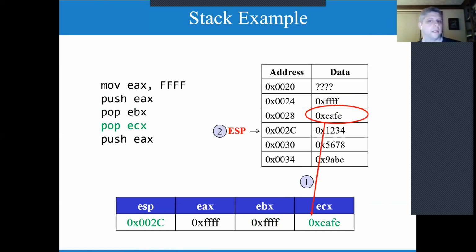And that's what happens here. The stack goes down. Remember, ESP is pointing to the top of the stack, so the stack shrunk, and the value that was at the top of the stack previously got copied into ECX.